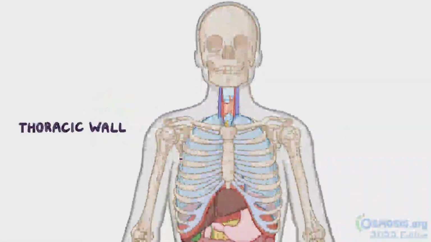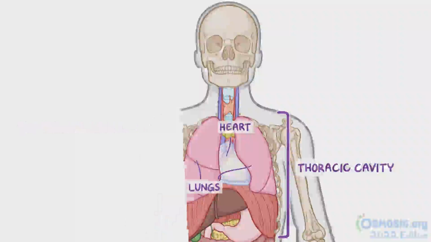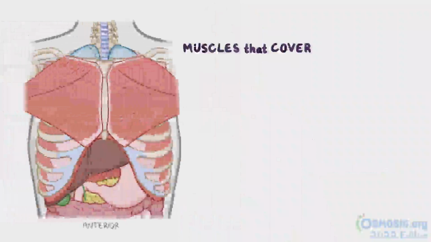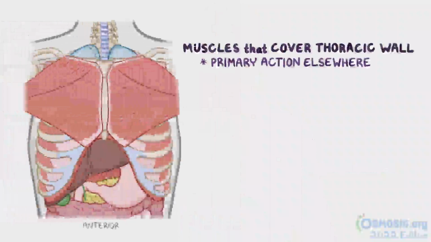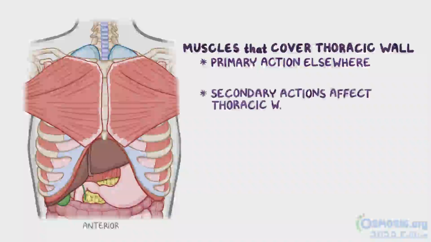The thoracic wall surrounds the thoracic cavity, which is the anatomical region where viscera, like the heart and lungs, can be found. The thoracic wall contains a variety of muscles, where many of the muscles that cover and attach to the thoracic wall have a primary action elsewhere, such as the arms, neck, and abdomen, and it's their secondary actions that affect the movements of the thoracic wall.